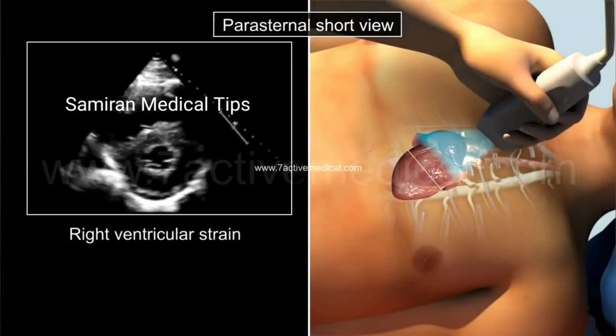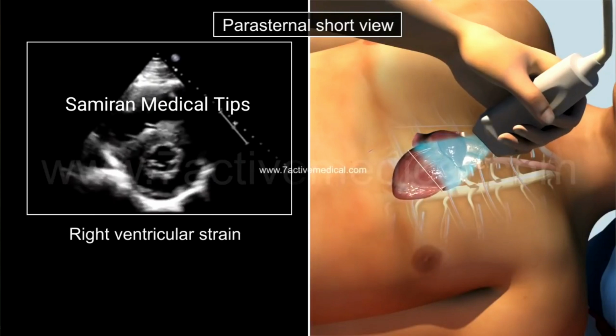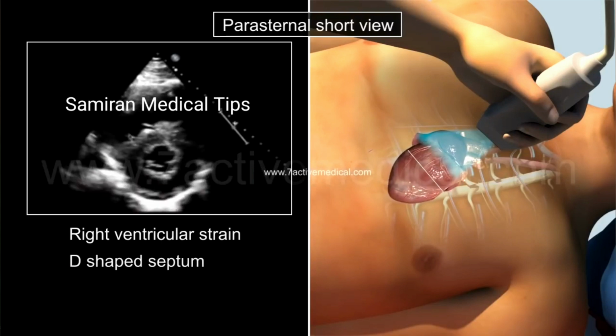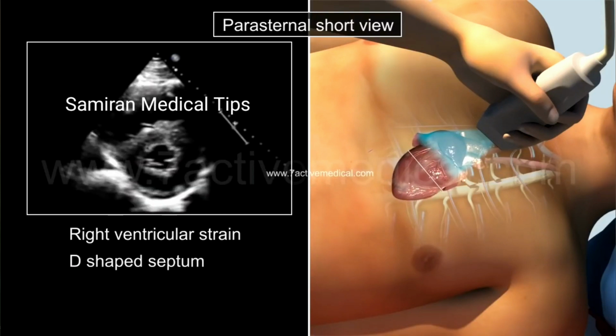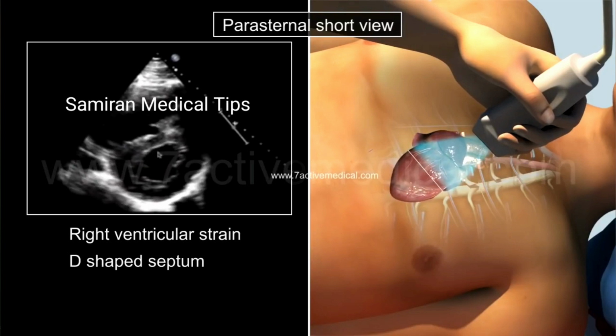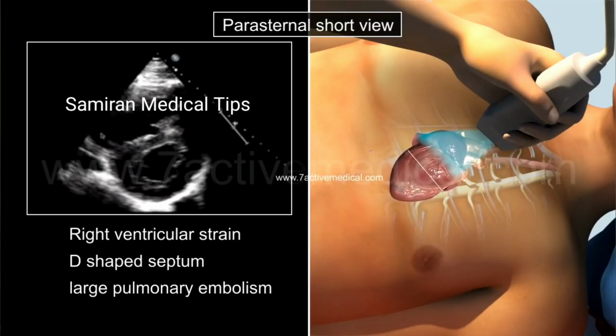The right ventricular strain, in which the right ventricular pressure is greater than the left ventricular pressure, is denoted by a D-shaped septum, caused by the bowing of the interventricular septum into the left ventricle. This is typically seen with the case of a large pulmonary embolism.